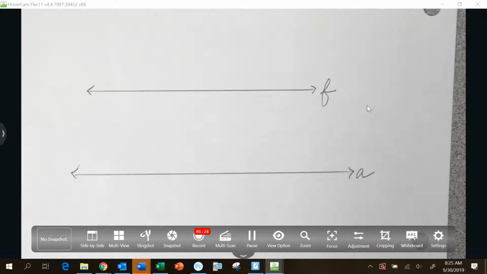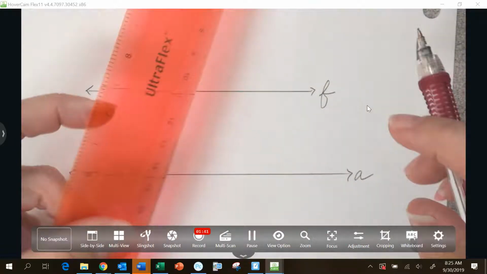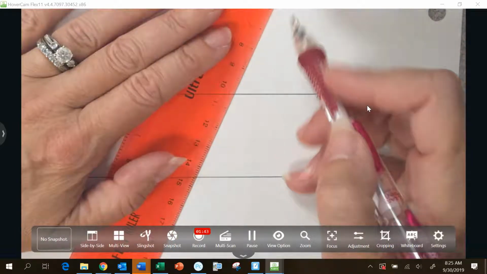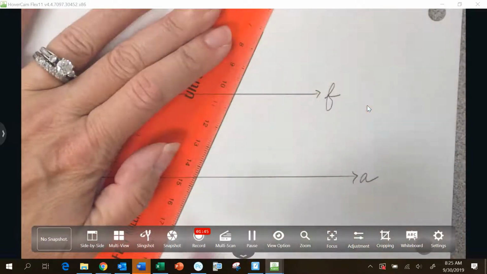Now what I want you to do is take a straight edge and make a transversal. What is a transversal? It's a line that intersects two or more lines at different places.